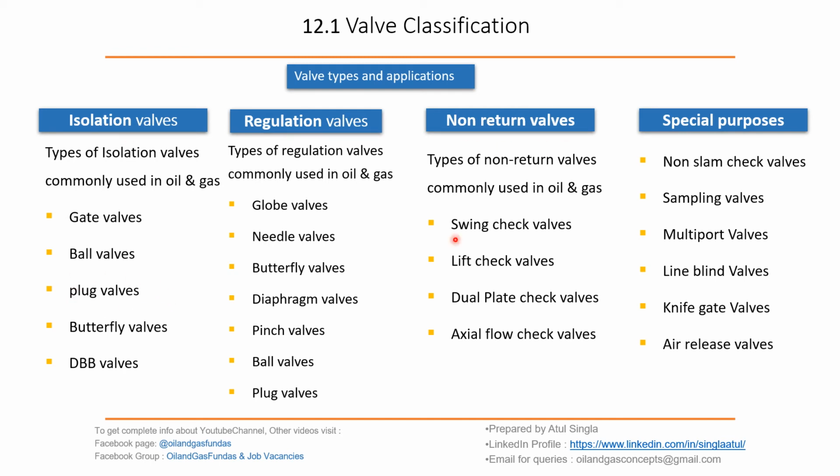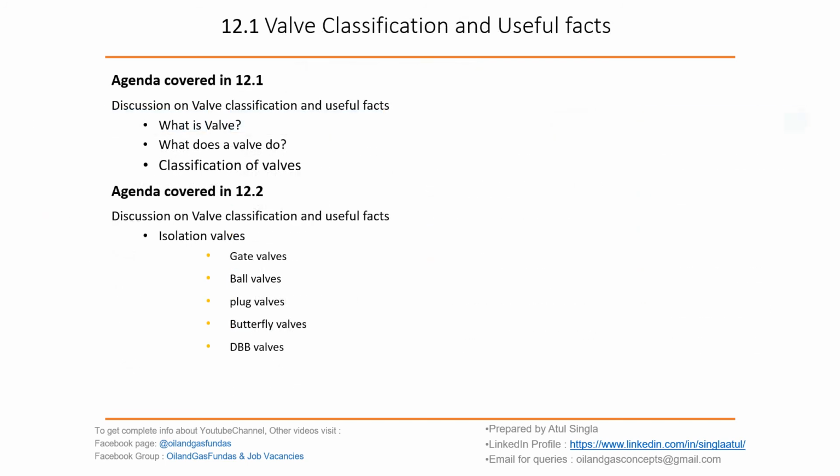Non-return valves: swing type, lift check valve, dual plate, axial flow check valves, non-slam. Sampling valves and multiple valves all come under special purpose valves. So this is the classification based on which all the valves can be categorized. Now we'll discuss each and every section in further videos. For example, in the next video we'll discuss all the isolation valves in detail. Then in the next part I'm dividing into four other parts where we'll discuss each and every part in detail. All the valves will be discussed in further sections.